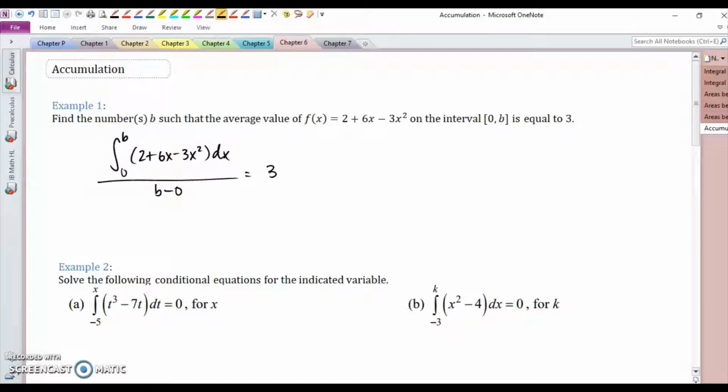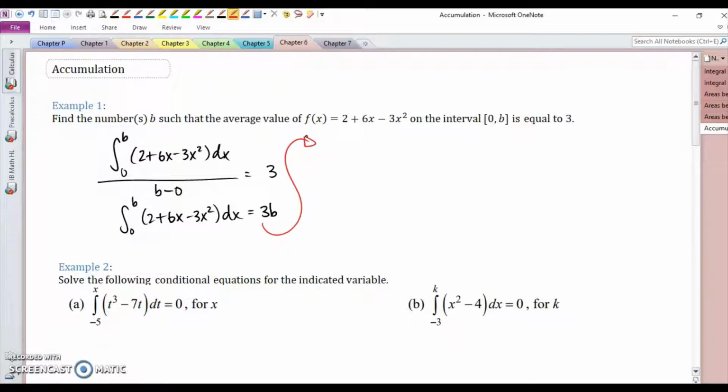All right, nice little equation set up, and I kind of know what it means. I better know what it means. It's saying that I have this net accumulation, and I'm going to find the average value by dividing by how wide the interval is, and then I'm setting that equal to 3. And so let's go ahead and solve. First thing, I don't like this denominator, b. I'm going to move it to the other side. So the integral from 0 to b of 2 plus 6x minus 3x squared dx is equal to 3b, and now we can go ahead and hopefully integrate.